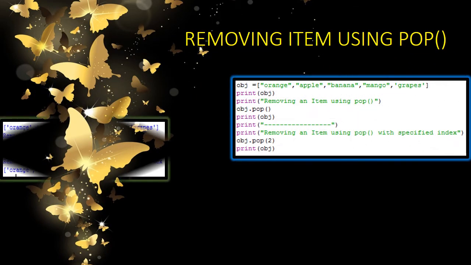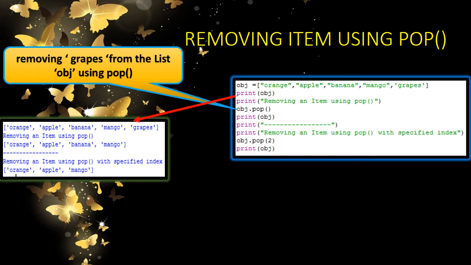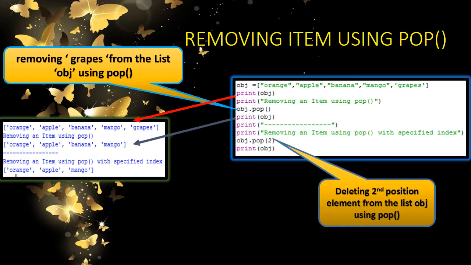Pop: we created a list containing the elements orange, apple, banana, mango, grapes. Pop is used to remove the last element, grapes, from the list obj. Using an index, we can also specify which element to remove from the list using pop. So pop of 2 means the element at the second position is removed, so banana is removed.